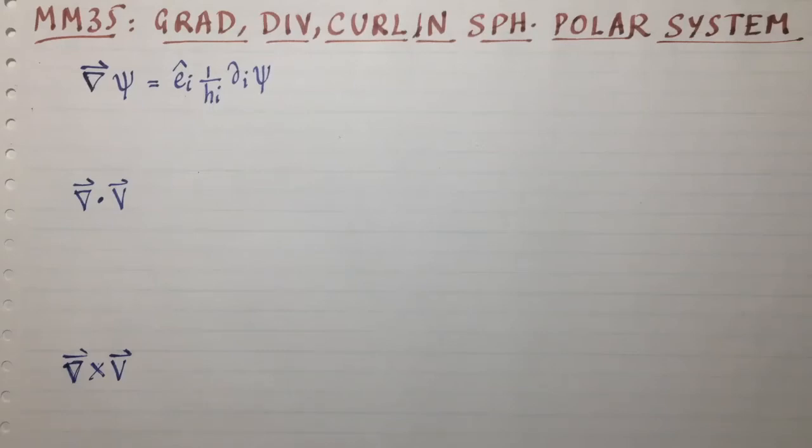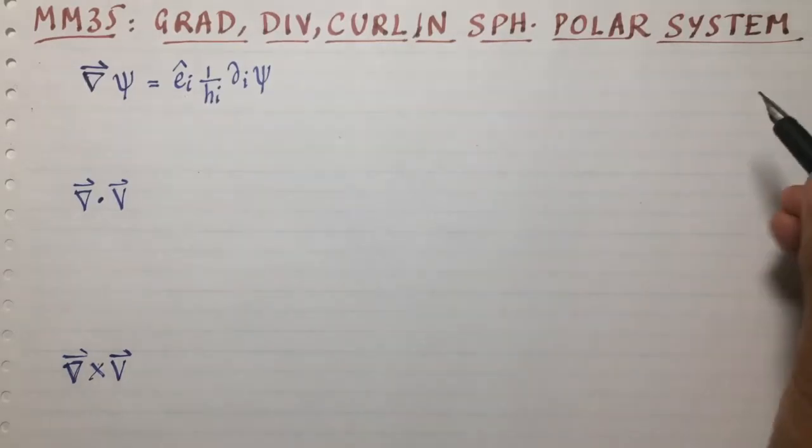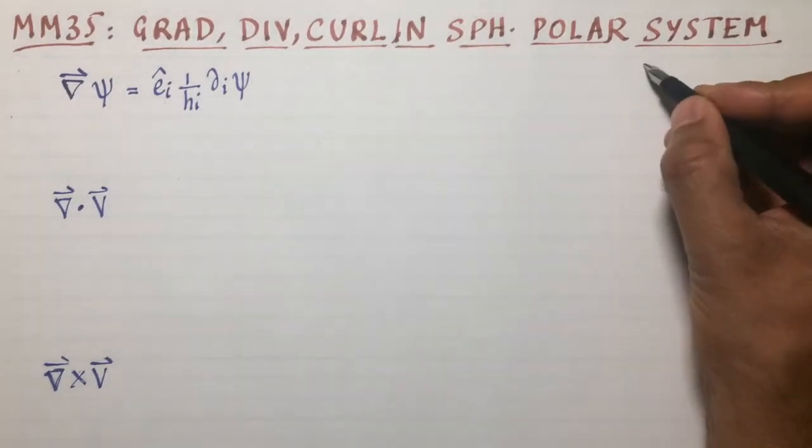I will now teach you how to find the gradient, the divergence, and the curl in different coordinate systems, taking the spherical polar coordinates as my example. So in the previous video, we looked at the Lamé coefficients. So let me write them here.